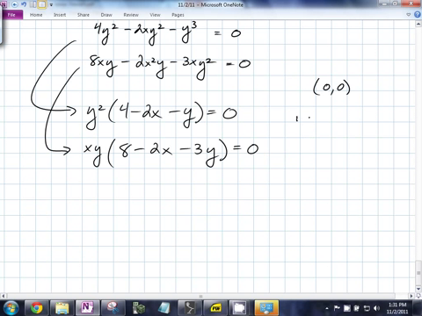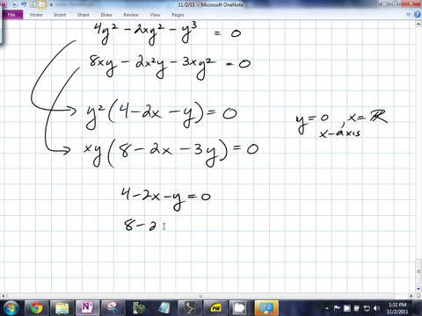So if y is 0 and x can be anything, that is the x-axis. Okay, got it. Now, that's by deduction, right? But also what could be true? 4 minus 2x minus y could be 0. And what else could be 0? 8 minus 2x minus 3y. And if we satisfy both of these at the same time, could this be another solution set?